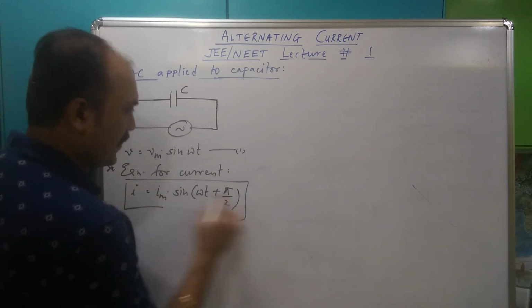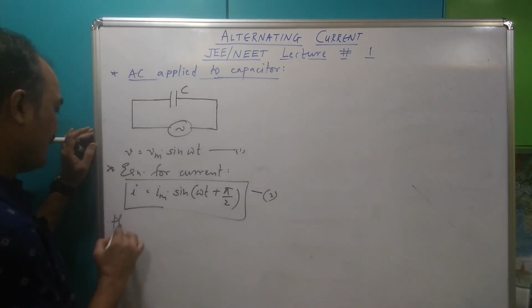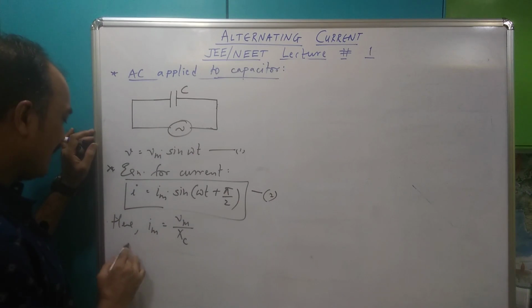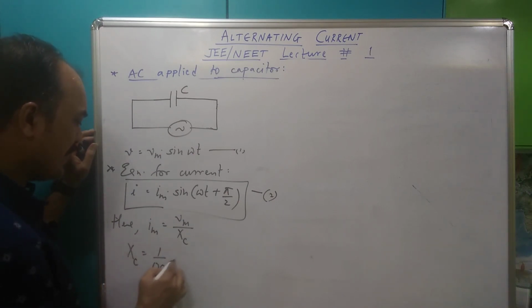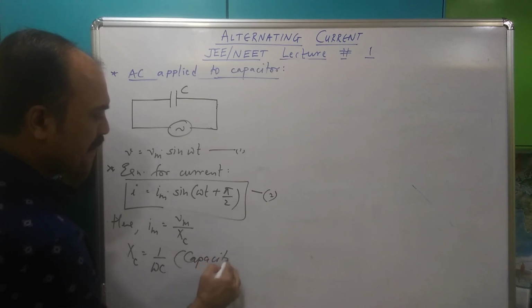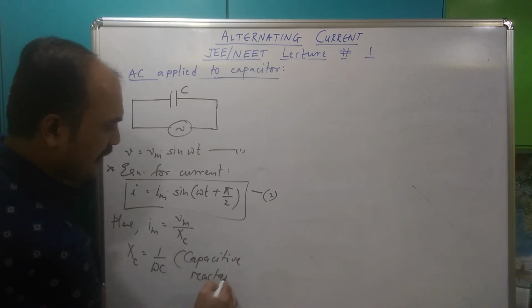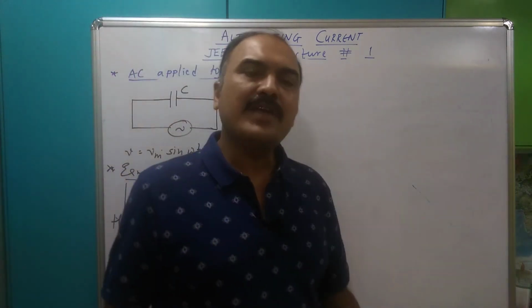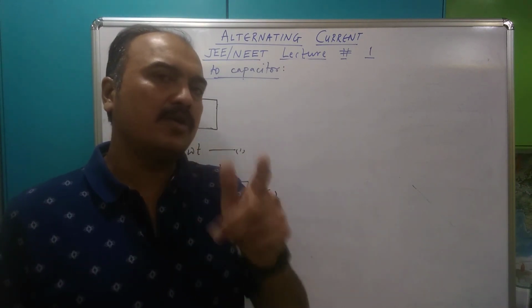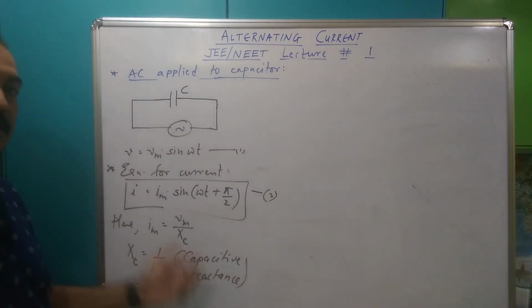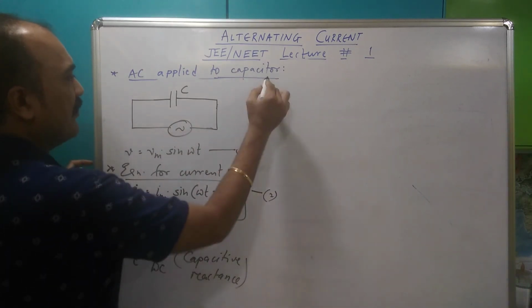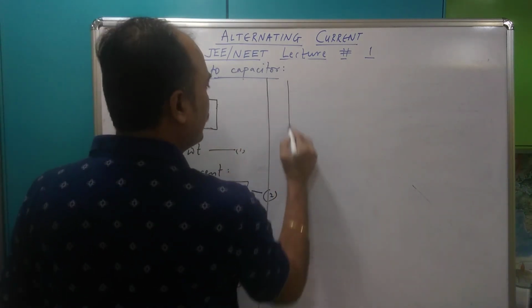Here Im is Vm by Xc. And what is Xc? It is 1 by omega c. This is called capacitive reactance. Actually, what was inductive reactance? Inductive reactance was the opposition offered by the inductor to the flow of AC current. Capacitive reactance is the opposition offered by the capacitor to the flow of AC current. So Xc is 1 by omega c. And if I were to draw a graph, it will be a lovely graph.